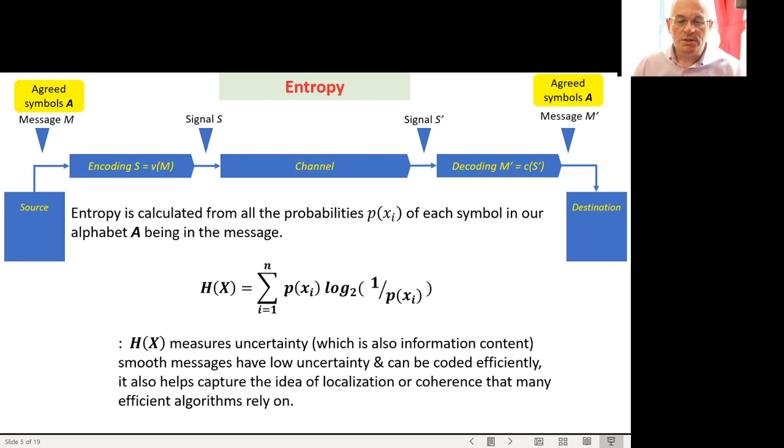And you can see here the equation. It's worth sitting down and working through it, but it's essentially calculated from all the probabilities of each symbol in the alphabet being in the message, and it measures uncertainty and information content, very similar things. Smooth messages have very little information content and so can be coded very efficiently, usually, whereas incoherent signals tend to have a high entropy and have little room for compression. So we'll look at some examples to try and clarify what this means.